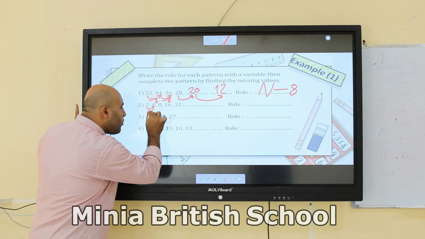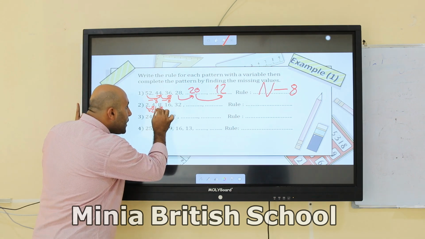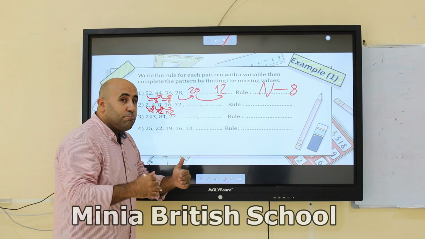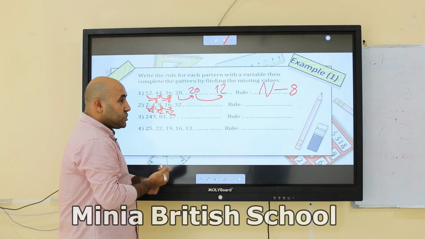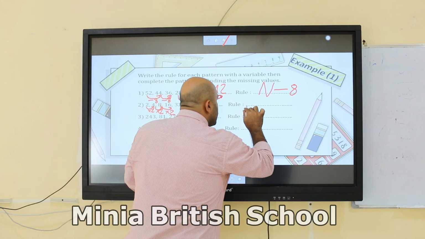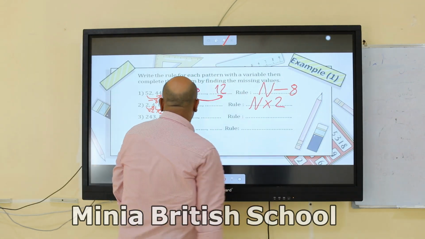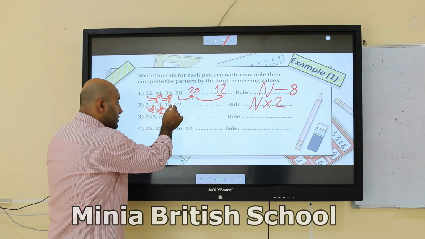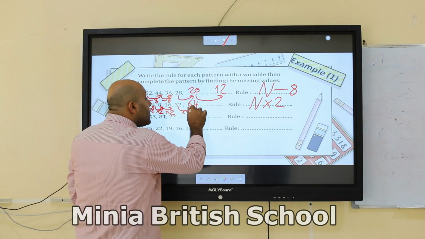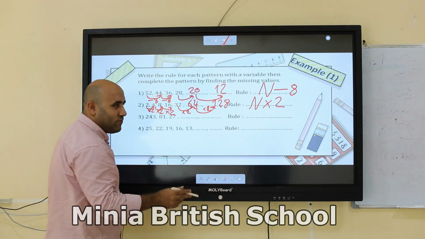2 times 2 gives me 4. 4 times 2 gives me 8. 8 times 2 gives me 16. So I see this rule can be applied to all numbers. So my rule is that each number gets multiplied by 2. Any number, so our symbol will be n, gets multiplied by 2. So let's apply. 32 times 2 gives me 64. 64 times 2 also gives me 128, and so on until infinity.